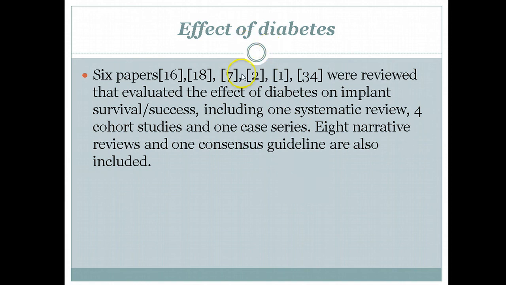The effect of diabetes. There were 6 papers reviewed that evaluated the effect of diabetes on implant survival and success, including 1 systemic review, 4 cohort studies, and 1 case series. 8 narrative reviews and 1 consensus guideline are also included. So we're going to talk about basically all of them, and we'll try to make our suggestion based on that.